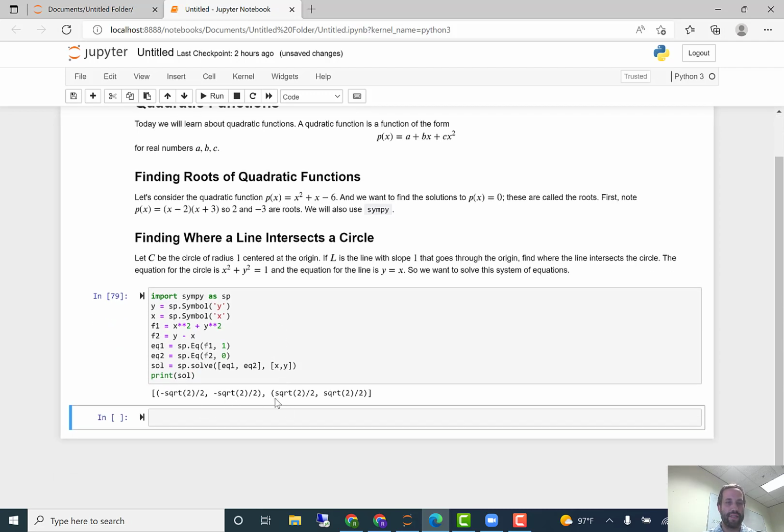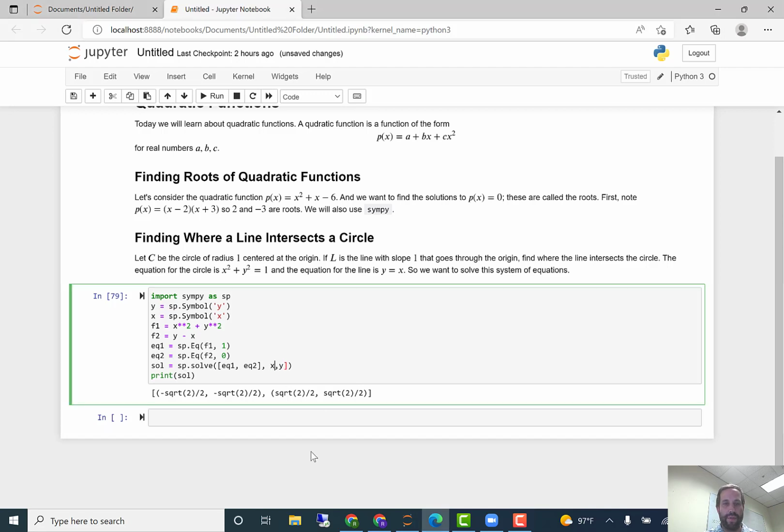Okay, and it is. And so what this is saying is there are two solutions. The first solution says x is equal to minus the square root of 2 over 2, and y is equal to minus the square root of 2 over 2. And the other solution is x is equal to the square root of 2 over 2, and y is equal to the square root of 2 over 2. Now before, you might remember, I said the solutions are going to be 1 over the square root of 2, 1 over the square root of 2, and minus 1 over the square root of 2, minus 1 over the square root of 2. But notice the square root of 2 over 2 is equal to 1 over the square root of 2. Okay, so that's the solution to these equations.